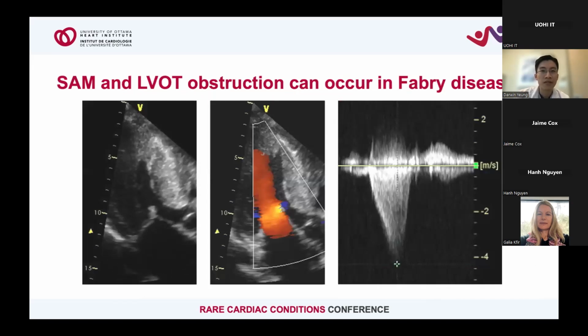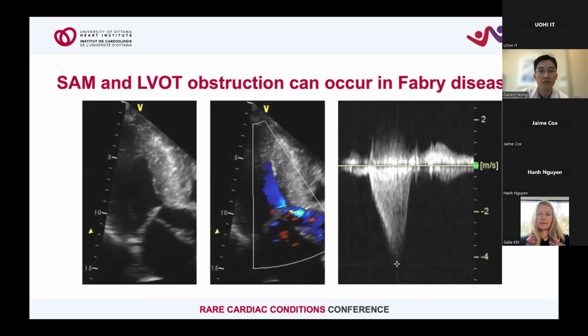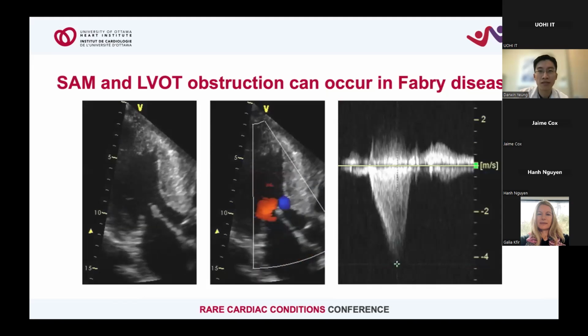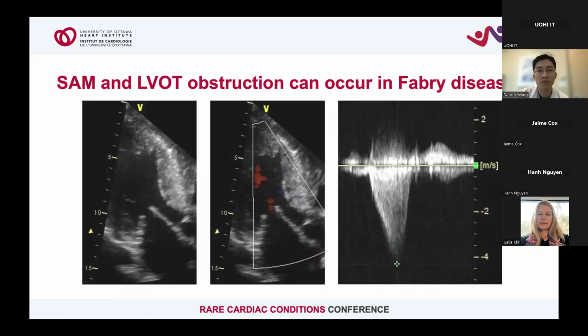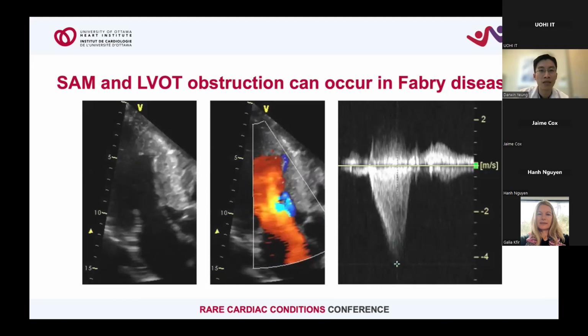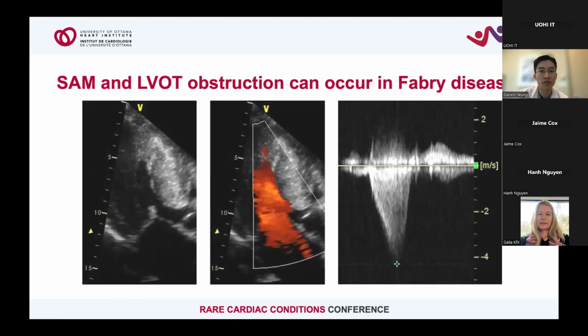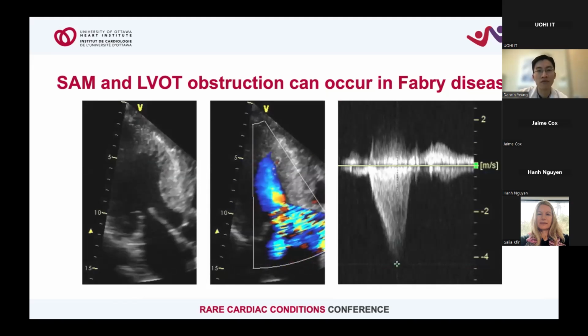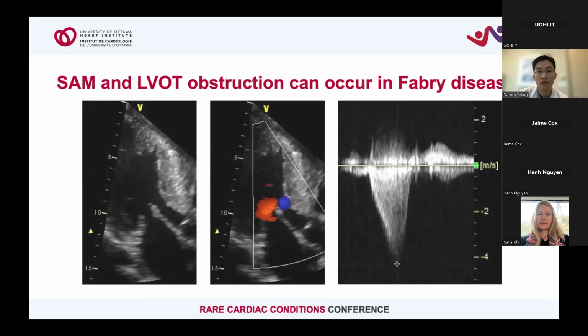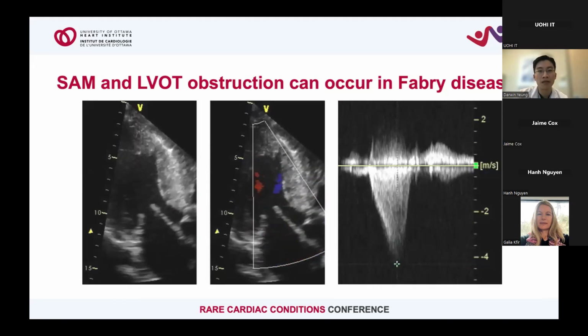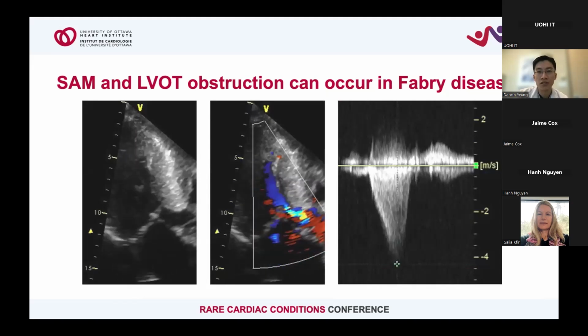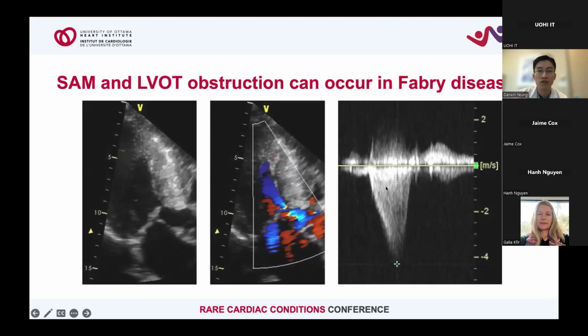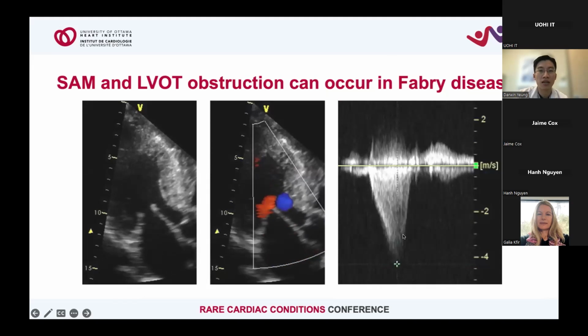Like HCM, systolic anterior motion of the mitral valve and LVOT obstruction can also be seen in patients with Fabry disease, but probably less frequently. And these are just some echo images showing the systolic anterior motion of the mitral valve, flow acceleration through the LVOT suggestive of obstruction, SAM-mediated mitral regurgitation, and this classic dagger-shaped Doppler profile that suggests a high LVOT gradient.